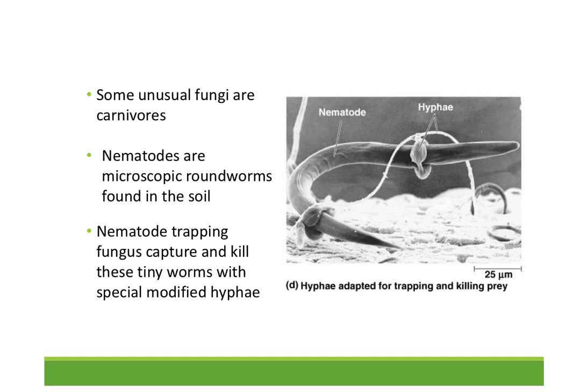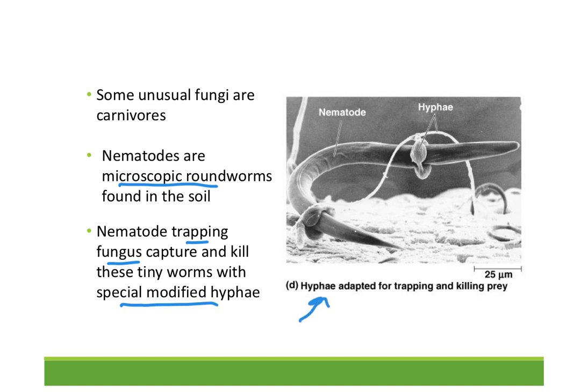Some unusual fungi are actually carnivores. Most are decomposers, but there are a few carnivores that feed on nematodes. Nematodes are microscopic roundworms that are an important part of the ecosystem. They're in the soil, and there are many, many species of them. And there are nematode trapping fungi that capture and kill these tiny worms with special modified hyphae that act as various kinds of traps.